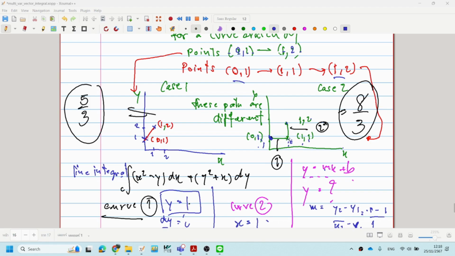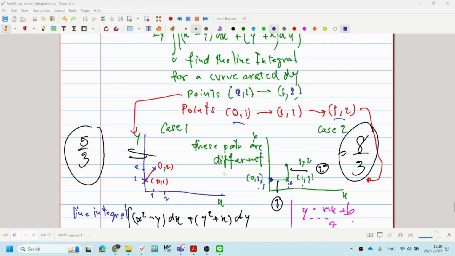In this graph I plot, connecting point to point: point number 1 is 0, 1, point number 2 is 1, 1, and point number 3 is 1, 2. Sorry, x1 to y1, x1 to y2. The start point and the end point are the same as in the previous example, but this is the different part.